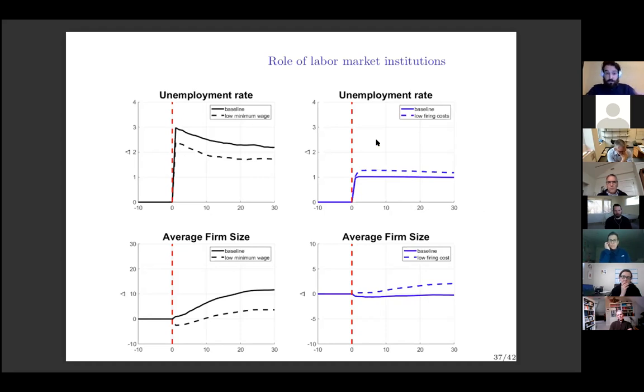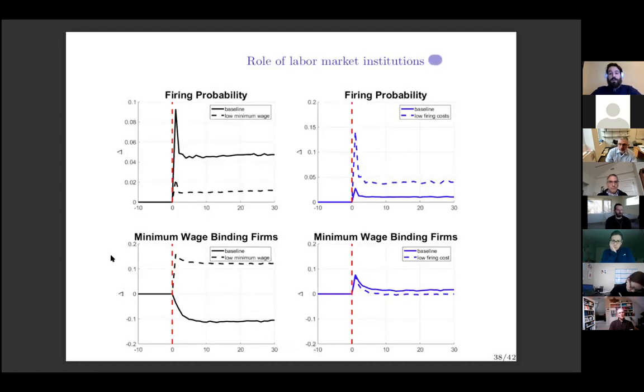Now, these counterfactual institutions actually predict different responses in the average firm size, which increases for low firing cost in the case of Mexico. It would be lower for lower minimum wage in the case of Colombia. But most importantly, the margins of adjustment that I've discussed, the probability of being fired and the share of firms paying the minimum wage, will change completely. In particular, you see for the case of Colombia, under lower minimum wage, upon impact of a trade liberalization, firms will adjust wages downward, making the share of firms paying the minimum wage much larger in the counterfactual world.